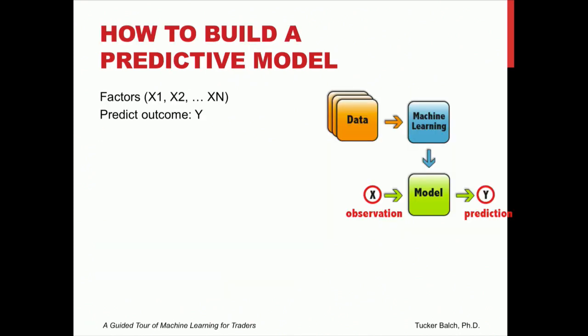Okay. How to build a predictive model. So we start with pairs of factors. I always call the input X and the thing that we're trying to predict Y. These factors might be, as I mentioned, technical features of stocks, might be fundamental features of stocks. Y is usually how much the price of the stock changes. So if we're going to do regression, Y is how much the price changes. If we're going to do classification, Y might be, okay, I saw the price went up enough, I would label that a buy or a sell.